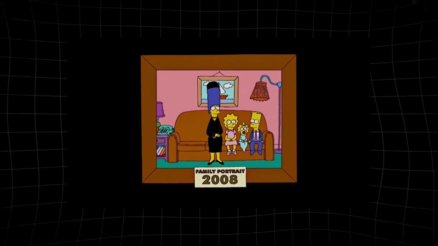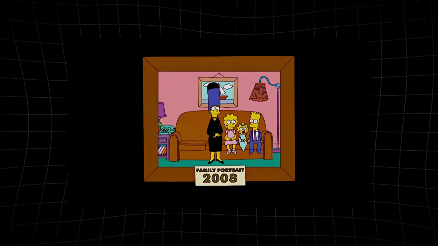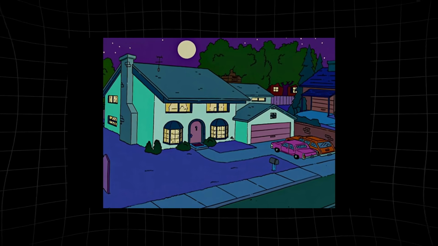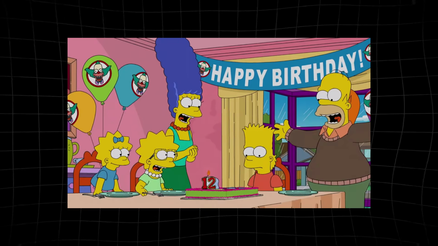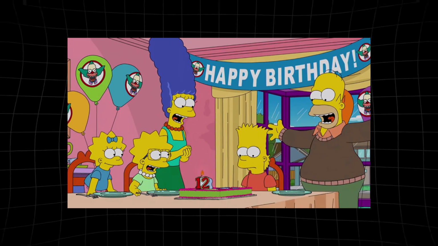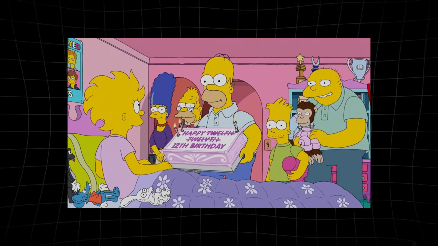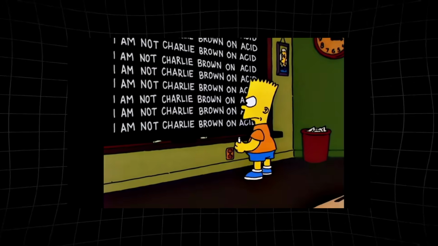Some retcons are transparent and acknowledged. Others are subtle, introduced without fanfare into a scene where the earlier established fact is simply ignored or quietly revised. The Simpsons has produced retcons in both categories. And the relationship retcons, the changes to who knew whom and when and under what circumstances, are among the most interesting, because they affect the emotional foundation of the show's character dynamics.